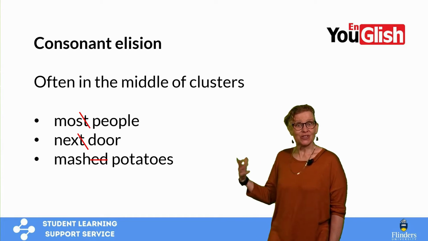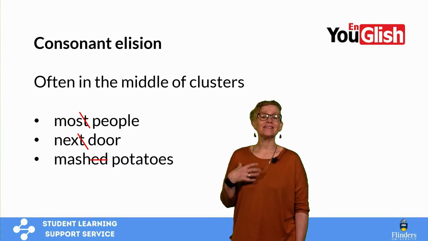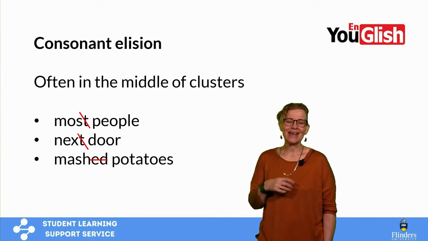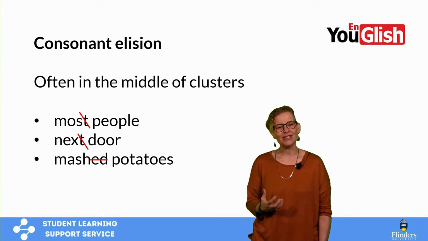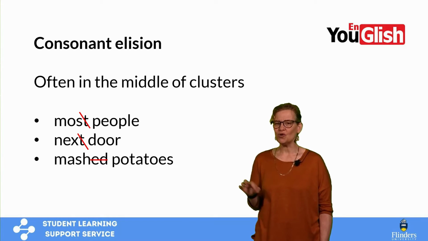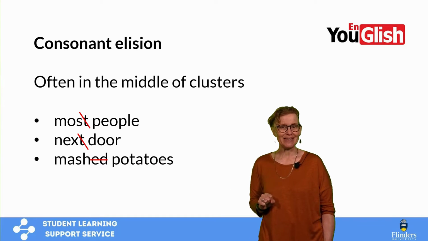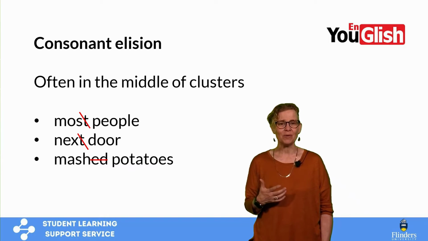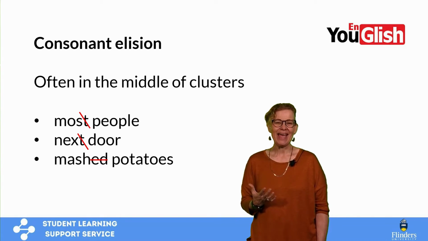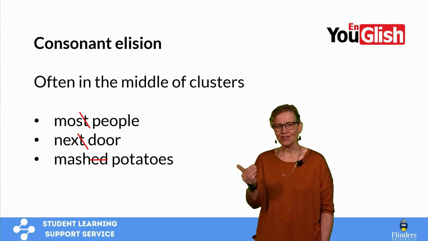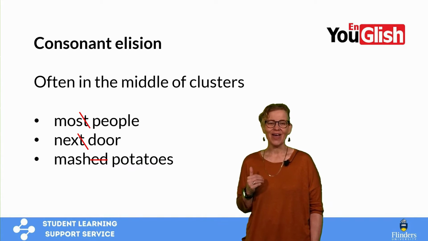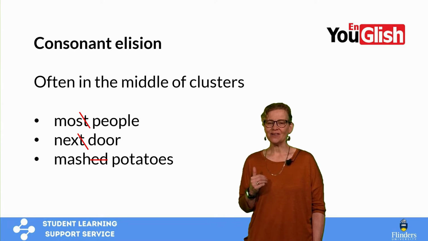Now, if you want to find out a little bit more about elision and get some more examples, why don't you head to Youglish? Youglish is a lovely online tool that draws from YouTube. So you can type in mashed potatoes, for example, and it will go through the database of videos and find examples where people are saying mashed potatoes. And you can listen to it slowly. You can slow the sound right down so that you can analyze what's really going on. Are they saying mashed potatoes or mashed potatoes?